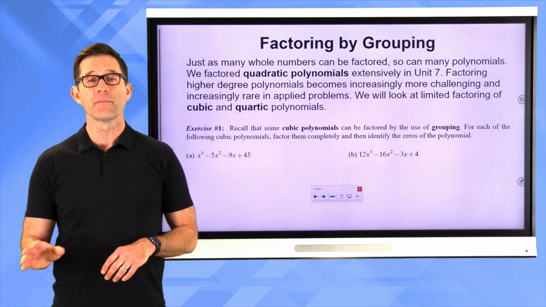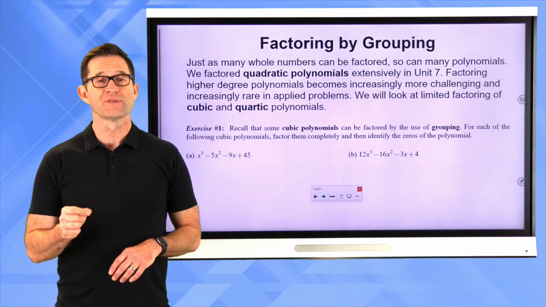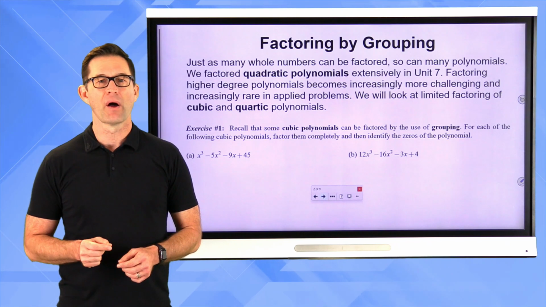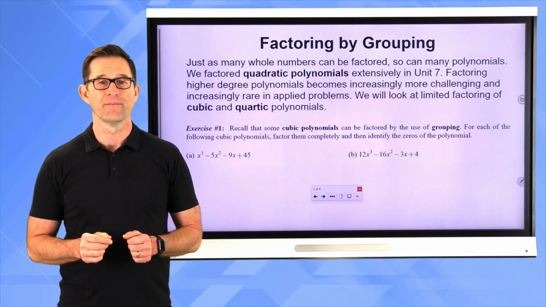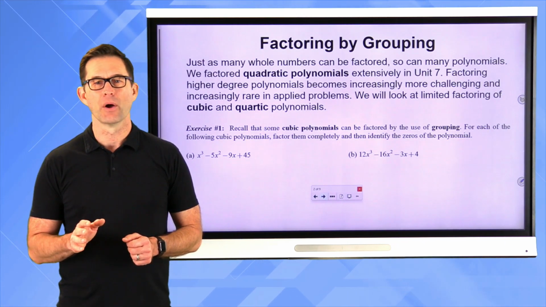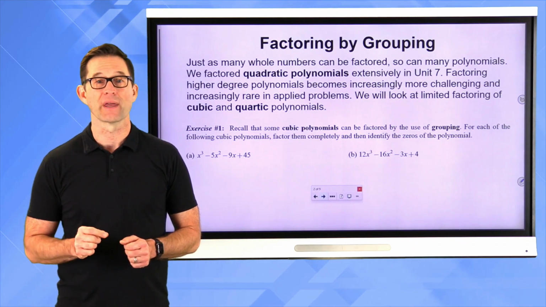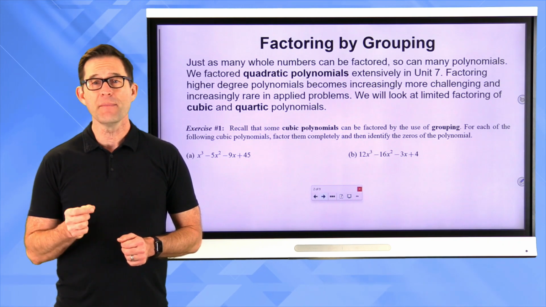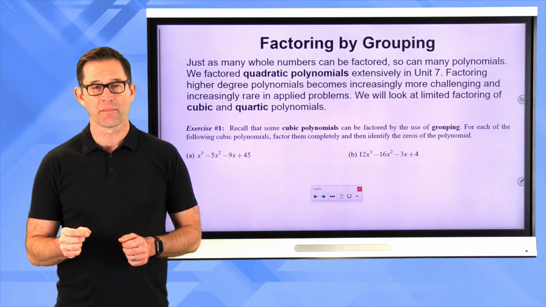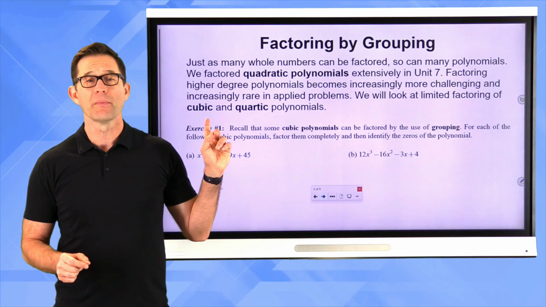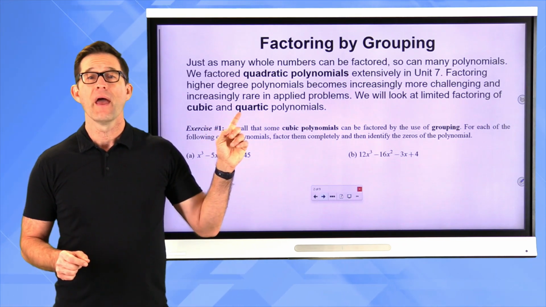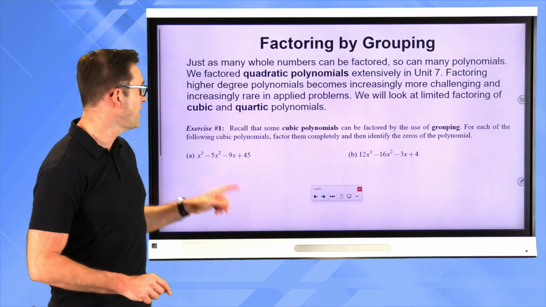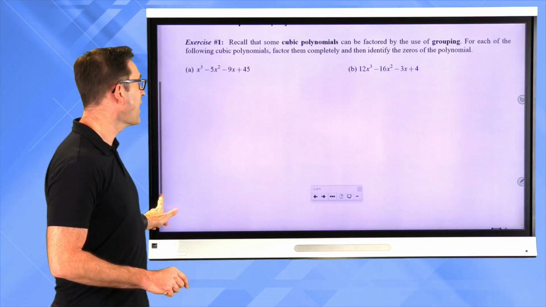Here we go, factoring by grouping. Just as many whole numbers can be factored, so can many polynomials. We factored quadratic polynomials extensively in Unit 7. Factoring higher degree polynomials becomes increasingly more challenging and increasingly rare in applied problems. We will look at limited factoring of cubic and quartic polynomials. So cubic polynomials, those with a degree of 3, and quartic polynomials, those with a degree of 4. So let's jump into it in Exercise 1 and review how to factor by grouping.